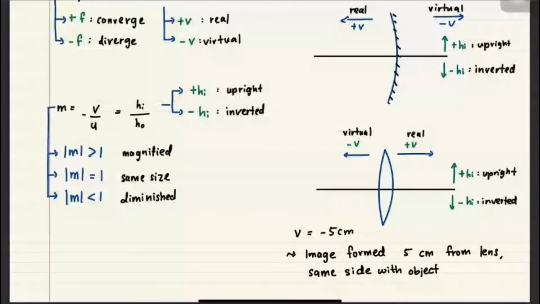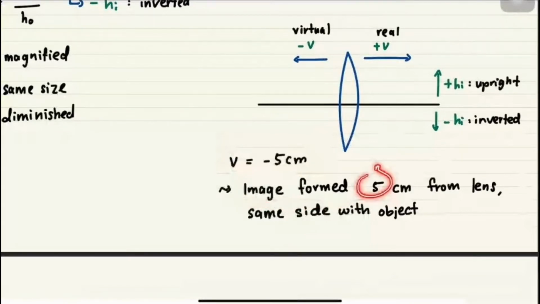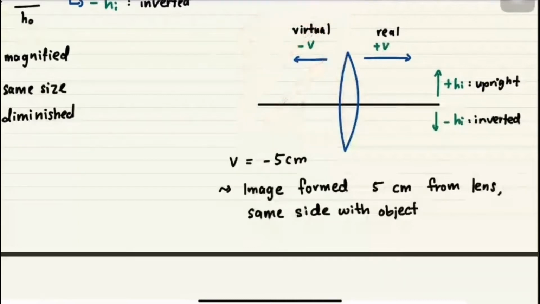Jadi saya nak tekankan about this. So let's say if they ask you to calculate the distance of the image kan, and then you get the final answer as V equals to -5. So I would like you guys to restate the image form 5 cm from lens. Notice that kat sini saya dah hilangkan the negative tu kan. And then you have to state lah same side with the object ataupun opposite side with the object. Tapi ini sebab lens, negative means virtual. So virtual untuk lens is same side with the object. Okay, so far any question you want to ask?